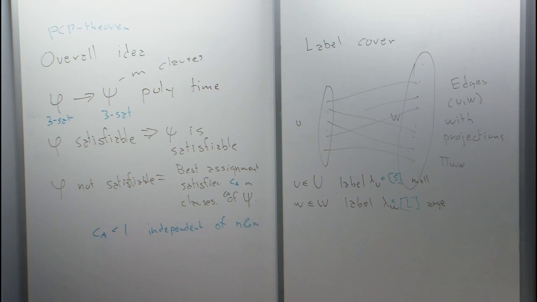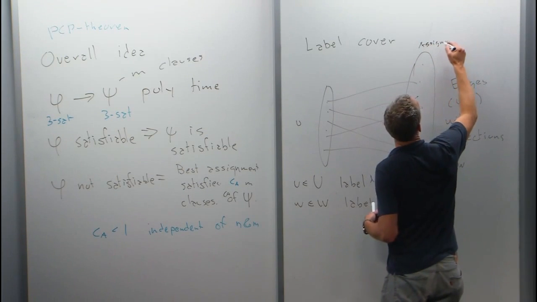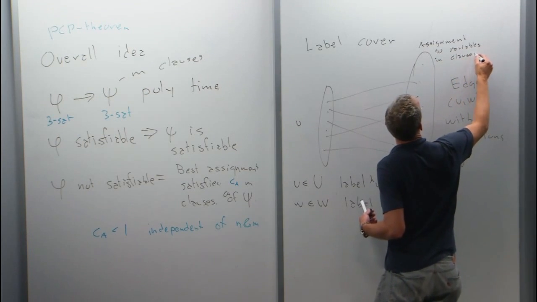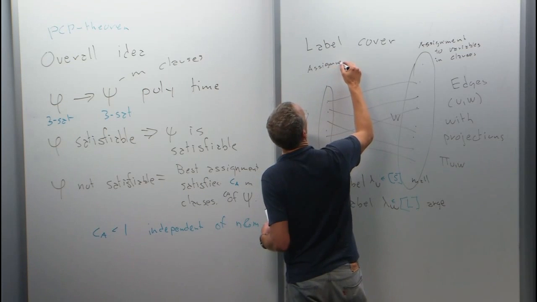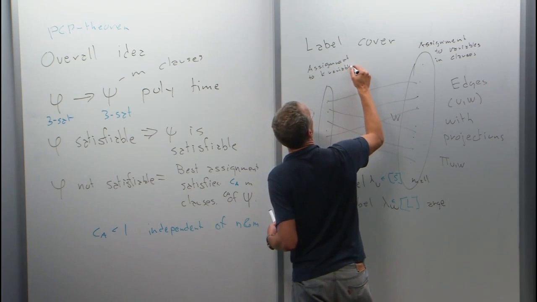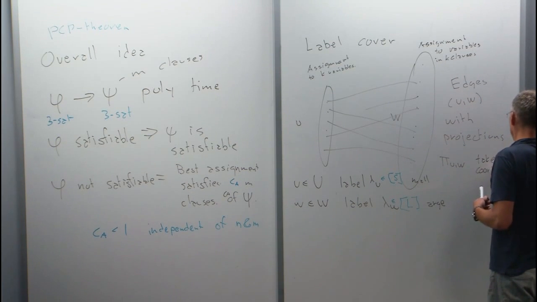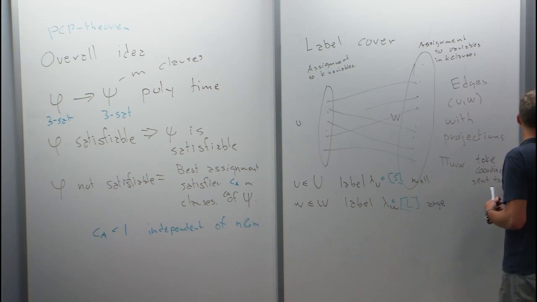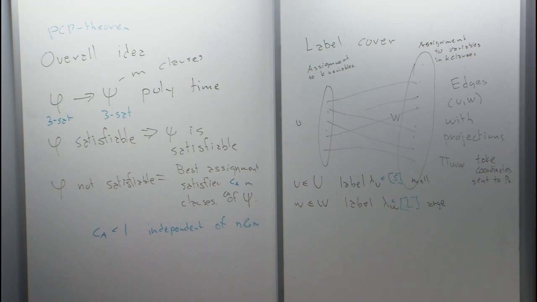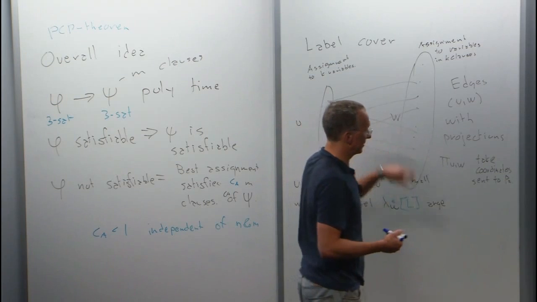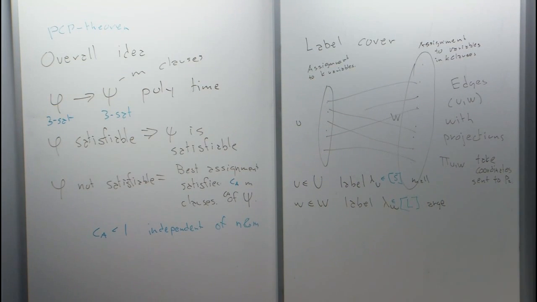You're happy with this? These are assignments to variables and clauses. These are assignments to k variables, as in k clauses, and these projections take coordinates and send them to the other guy. I wouldn't say they are assignments, I would say they are the names of the clauses, the names of the variables. So they're the names, and the labels are the assignments. Yeah, you're right. Thanks.